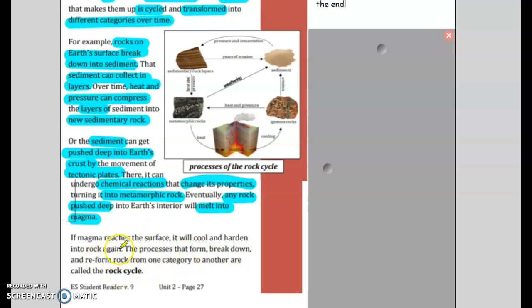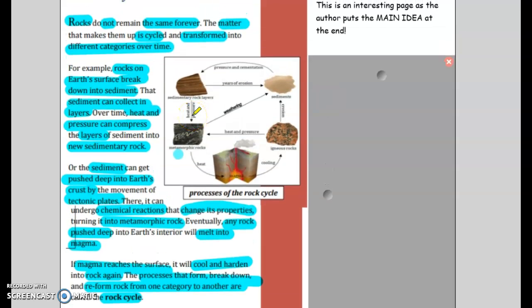So you can see how this is actually really the main idea of the whole page. This could have been at the beginning, right? But instead they actually had it at the end. So if magma reaches the surface, it cools and hardens into rock again. And the definition of rock cycle is, right, processes that form, break down, reform rock from one category to another. Rock cycle.